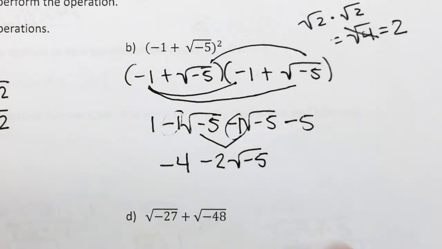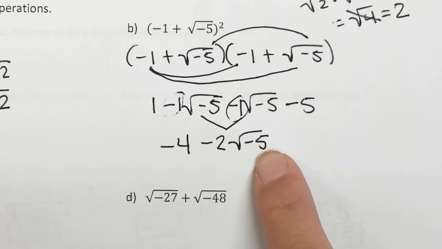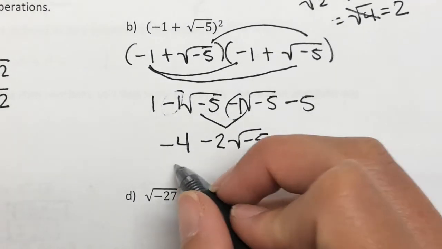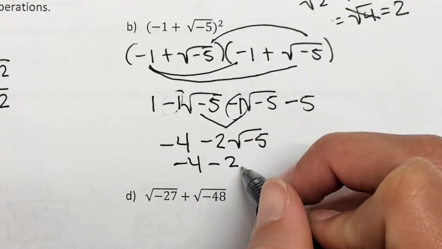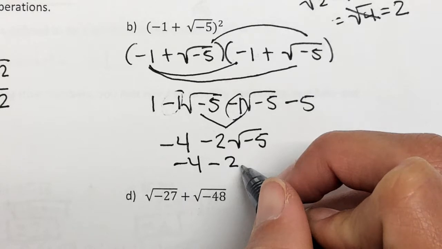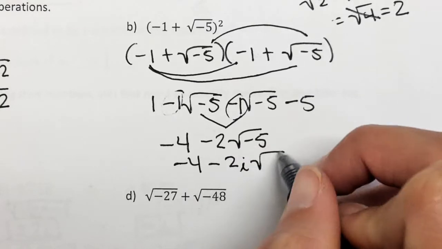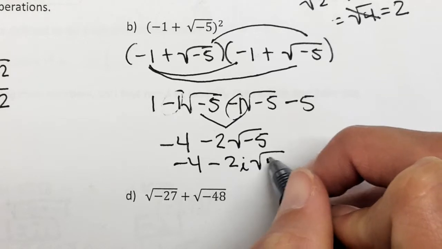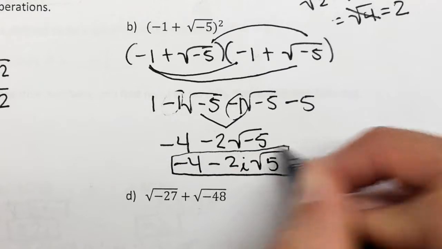Very good. Now let's get rid of this negative radical right here. Tell me what I can take out of the radical. What's the square root of negative 1? i. And what would be left over under the radical? 5. Very good. It is ugly.